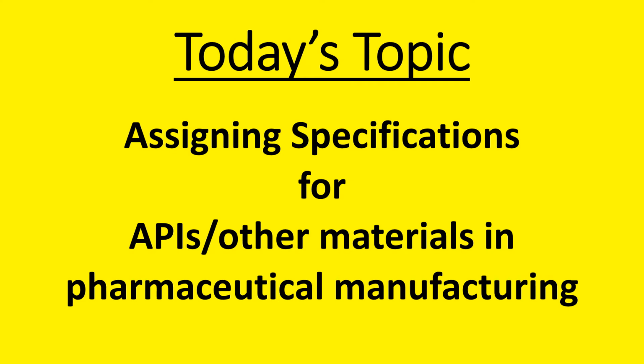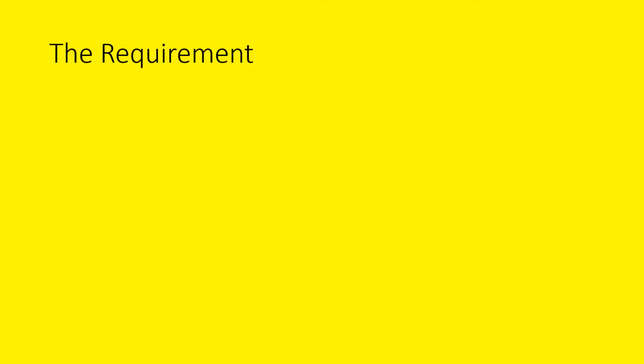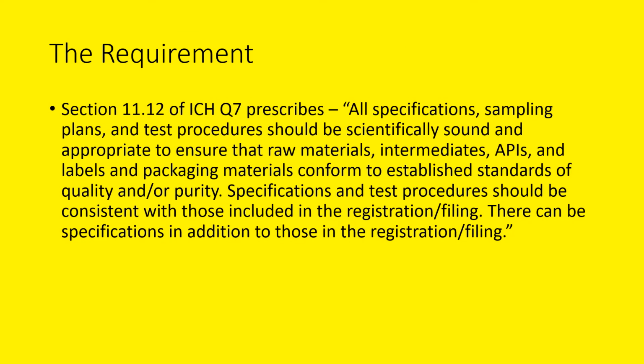Today's topic is assigning specifications for APIs and other materials in pharmaceutical manufacturing. Section 11.12 of ICH Q7 prescribes all specifications, sampling plans, and test procedures should be scientifically sound and appropriate to ensure that raw materials, intermediates, APIs, and labels and packaging materials conform to established standards of quality and purity.